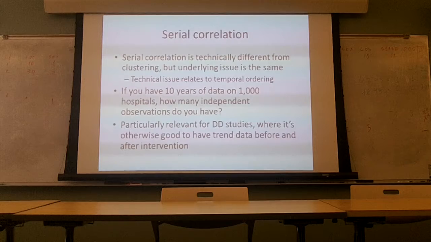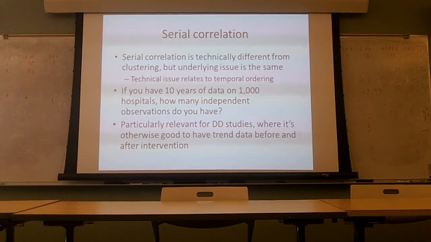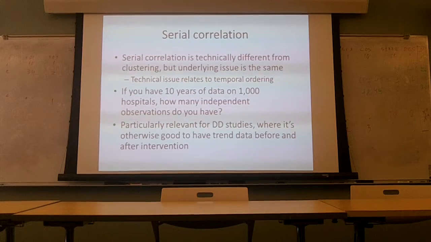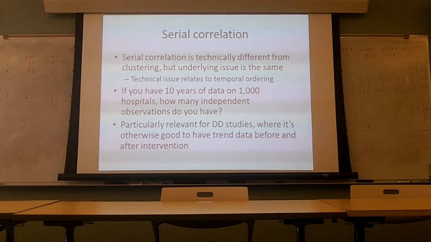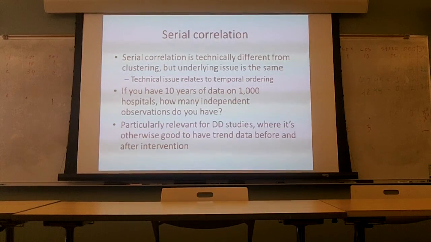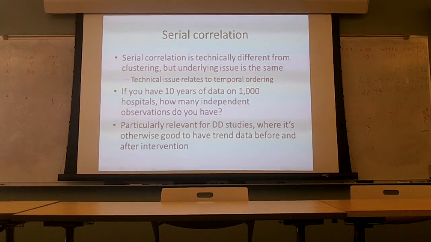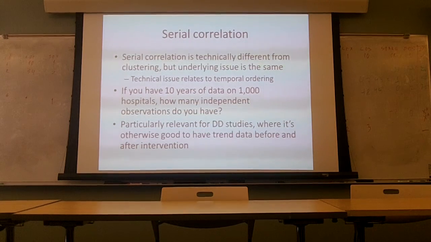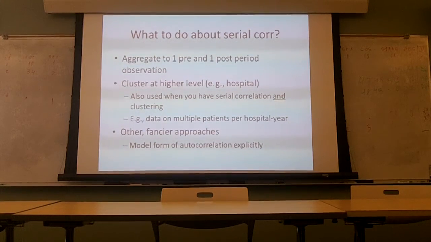Patients within hospitals don't have any natural temporal ordering to them, they're just patients. But we have more, and the fundamental issue is just how many degrees of freedom do we have? If we're following the same state over 100 years, do we have 100 observations? Are those independent observations? No, they're not independent, probably because it's the same state we're following over time.